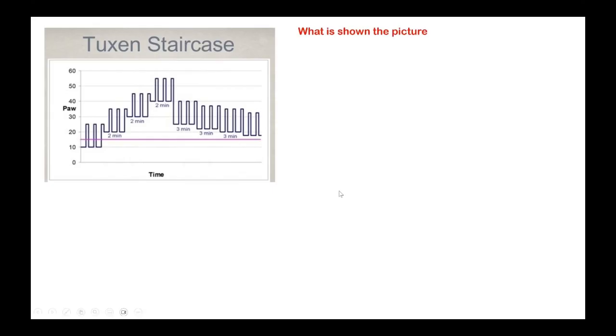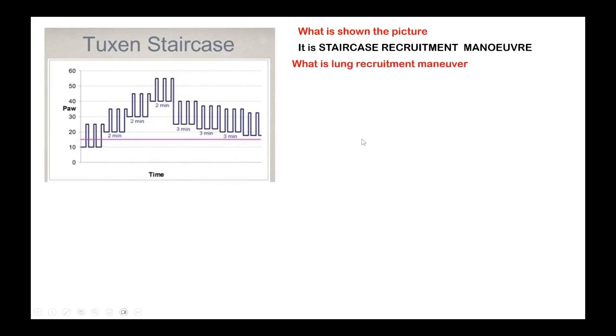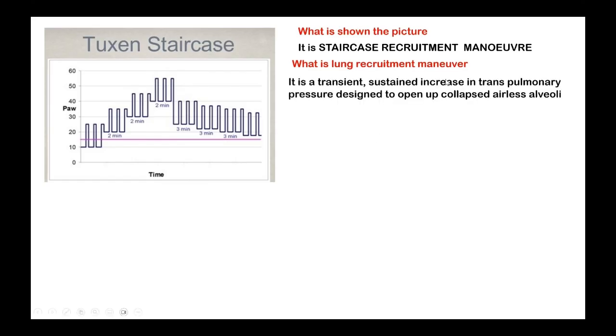What is this? Recruitment maneuver, very good. The staircase recruitment maneuver, that's why it's called the staircase recruitment. What is a lung recruitment maneuver? To open up collapsed alveoli, collapsed airways. Very good. It's a transient sustained increase in transpulmonary pressure designed to open up collapsed airless alveoli.